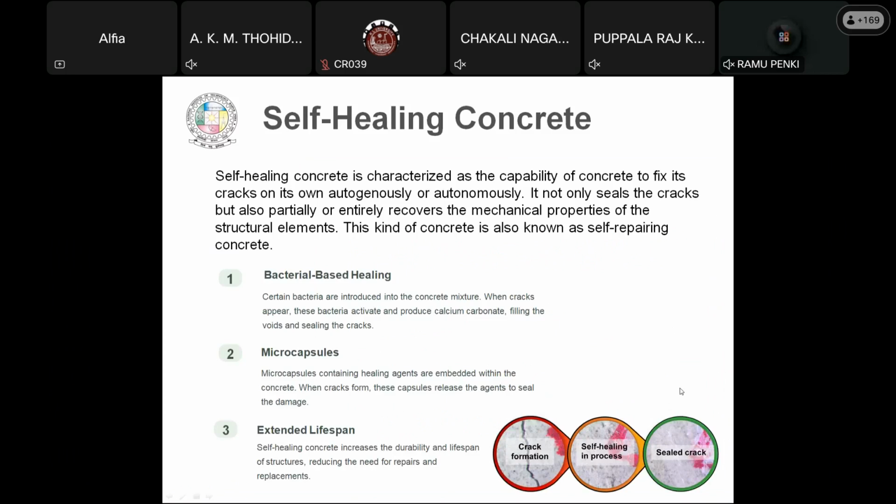One of the challenges with the self-healing concrete is the application in the real world. So far, whatever study has been done, that has been done in the laboratory. And at the laboratory level, we have achieved successful output. But still, the long-term performance and reliability of these kinds of concrete is questionable as it is not used in real world applications.